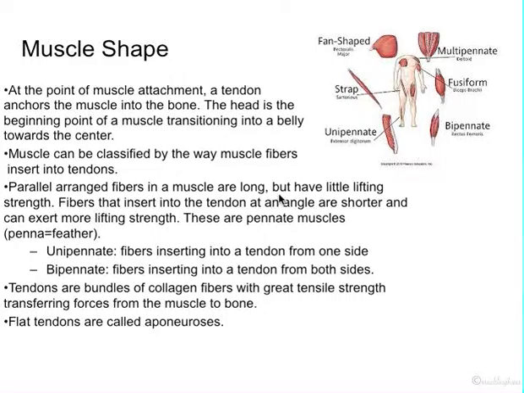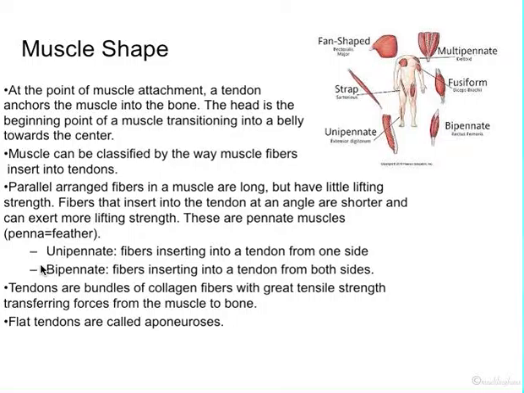Fibers that insert into a tendon at an angle, for example here, a unipennate, where the muscle fiber is angular and the tendon is long going up the muscle. But these are little shorter fibers, and they can exert more lifting strength. So these are known as pennate muscle. Pennate means feather. We have unipennate, fiber inserting into a tendon from one side. We have bipennate, fiber inserting into a tendon from both sides.